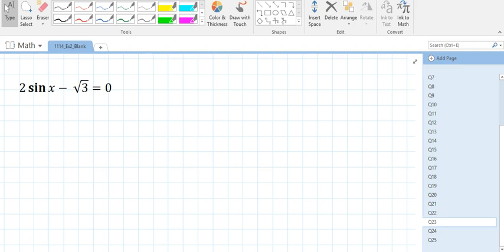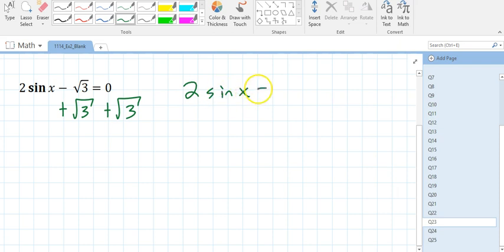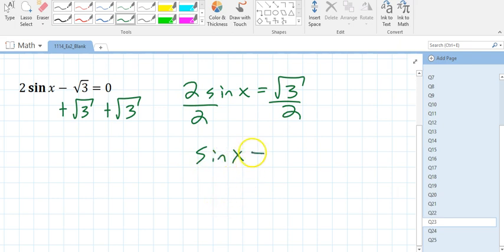All right, what do we do first? Let's just solve it first before we worry about the angle or the equations. No, we don't subtract the radical 3. Add the radical 3. So we got 2 sine x equal to the square root of 3. Divide by 2. So sine x equals radical 3 over 2. And what now?